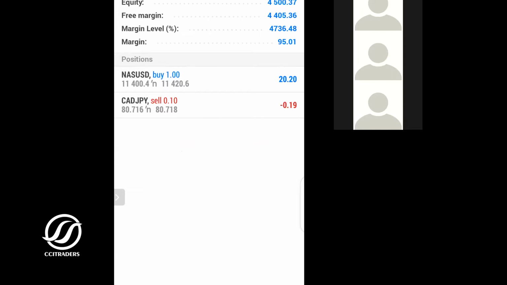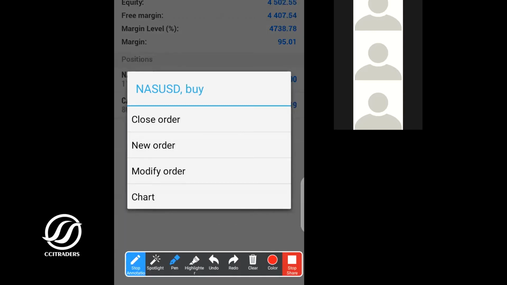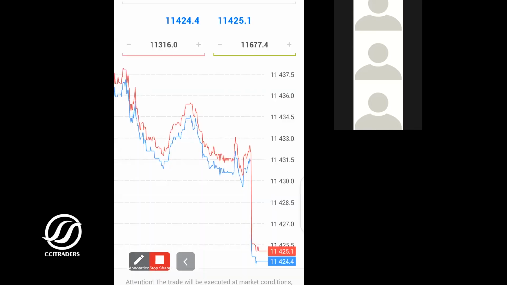So how do you take partial profit? Let's say I already make $23 or thereabout from this trade, and I would like to take partials of my money off this trade. What do I do? I click on that trade that is in profit, click on close order. When I click on close order, a new option will come up.